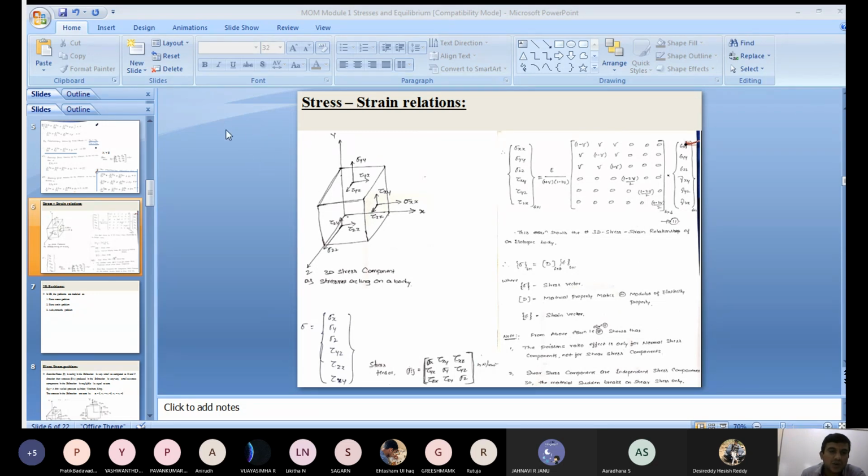Tau xy is equal to tau yx, tau xz is equal to tau zx, tau yz is equal to tau zy. If you consider those complementary shear stresses, there are 6 shear stresses. If you consider tau xy is equal to tau yx, that 2 becomes 1 again. Total 6 shear stresses become 3 shear stresses. 3 normal stresses, 3 shear stresses.